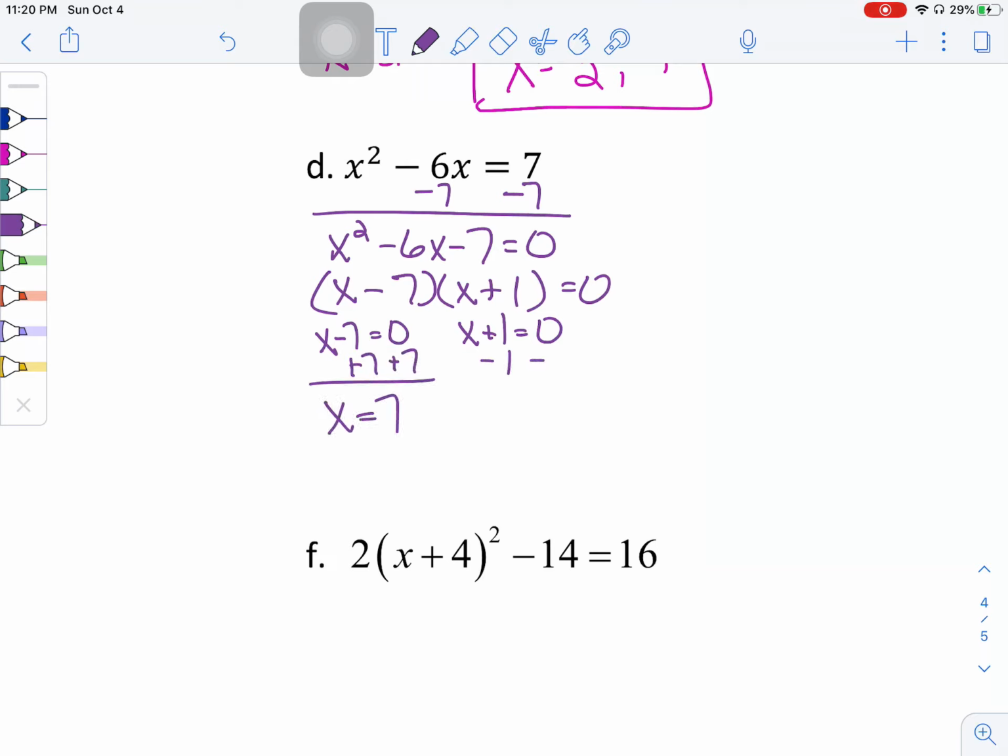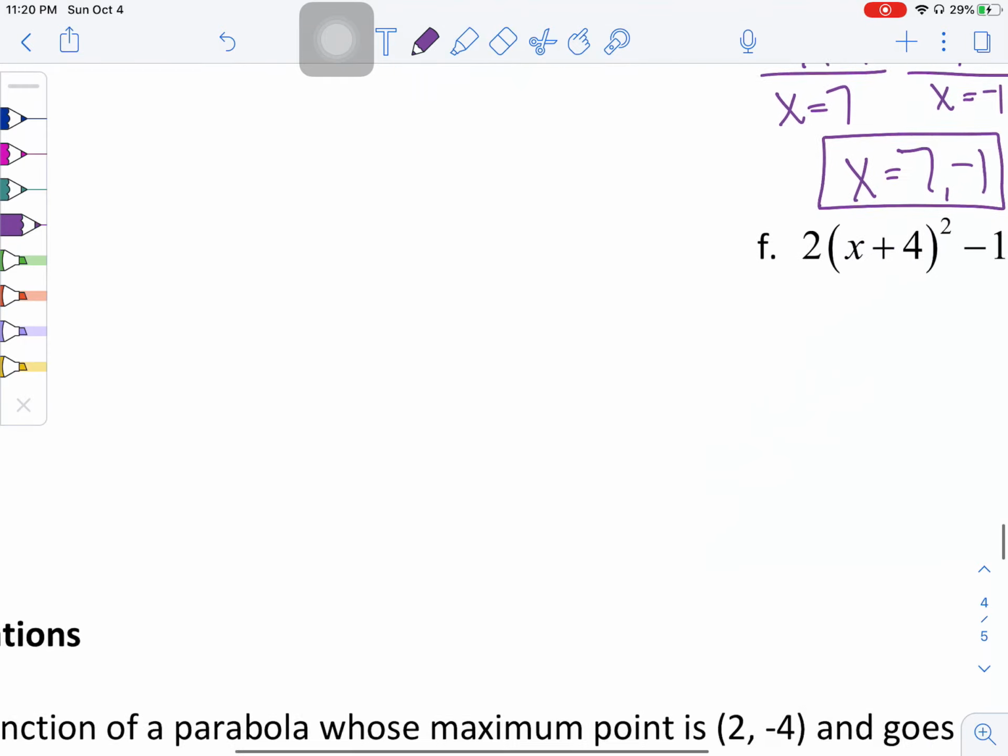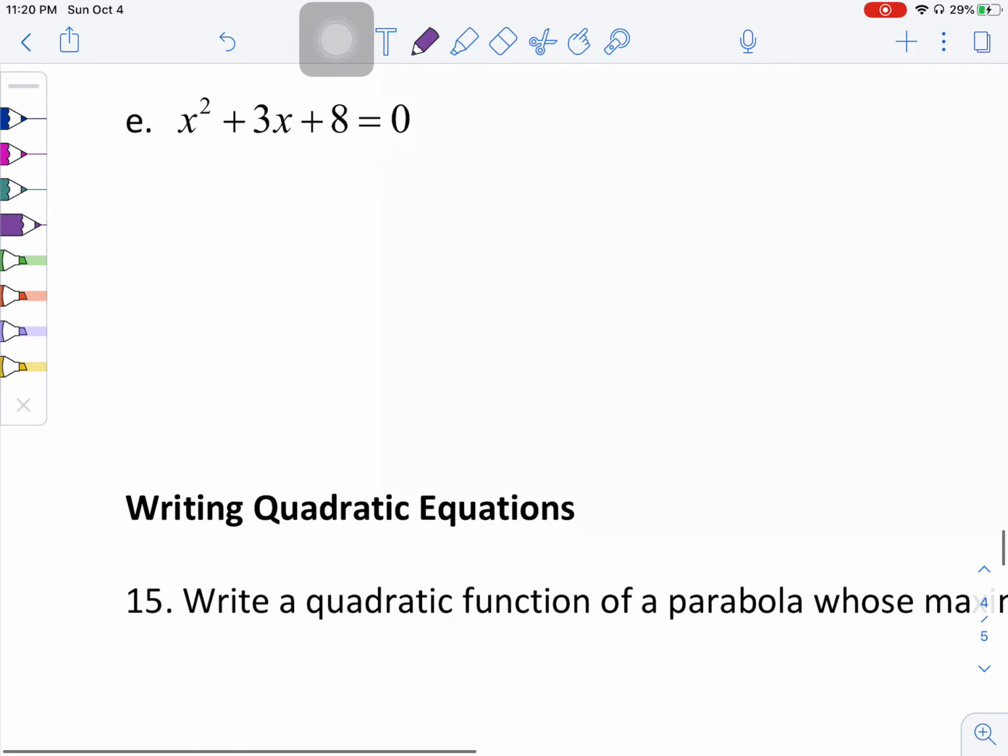Let's see what you're getting here. So x is equal to 7, x is equal to -1. So again, you could just box those up as they're written. I just kind of condense it down for my own self. All right, 2 more to go for the equations.